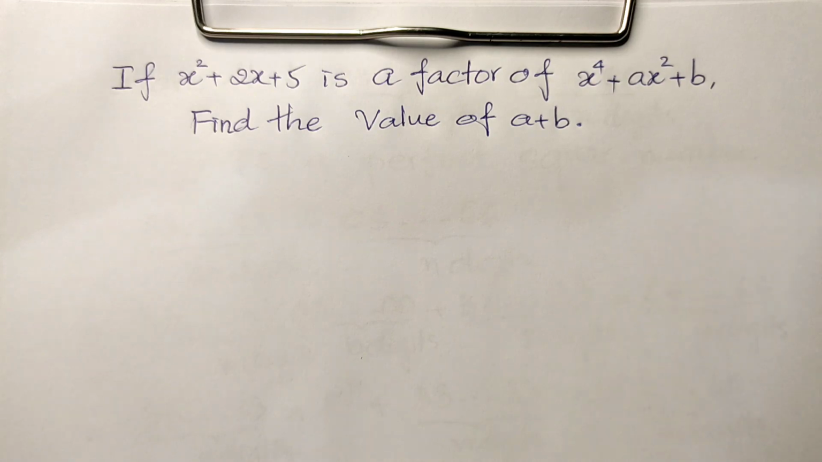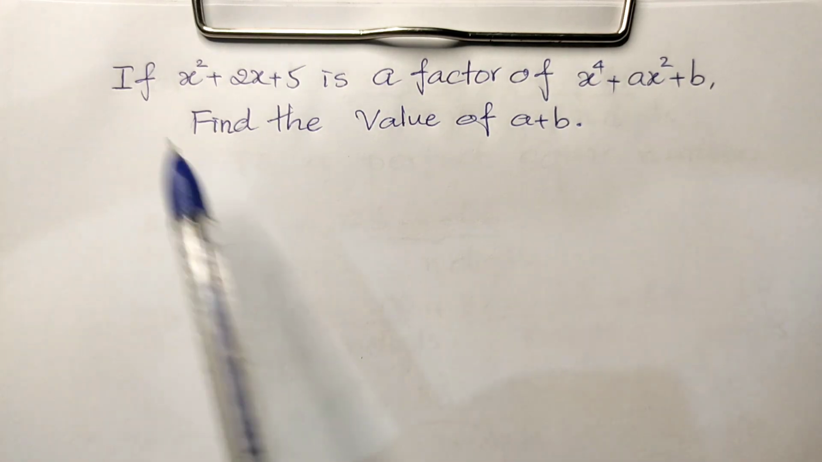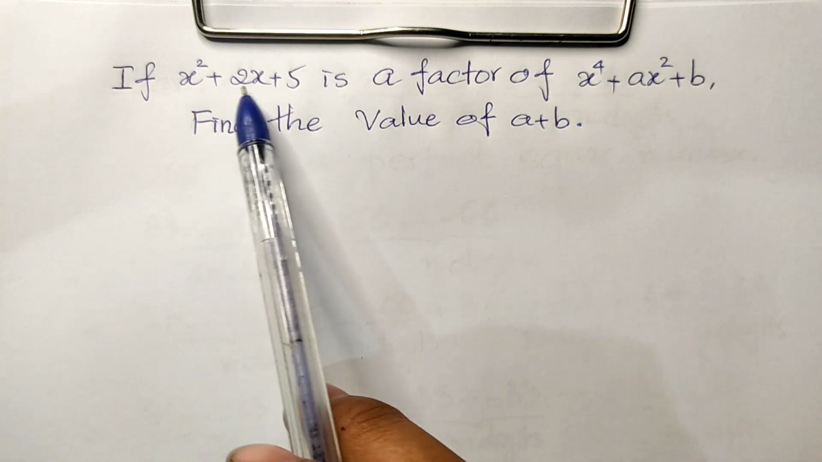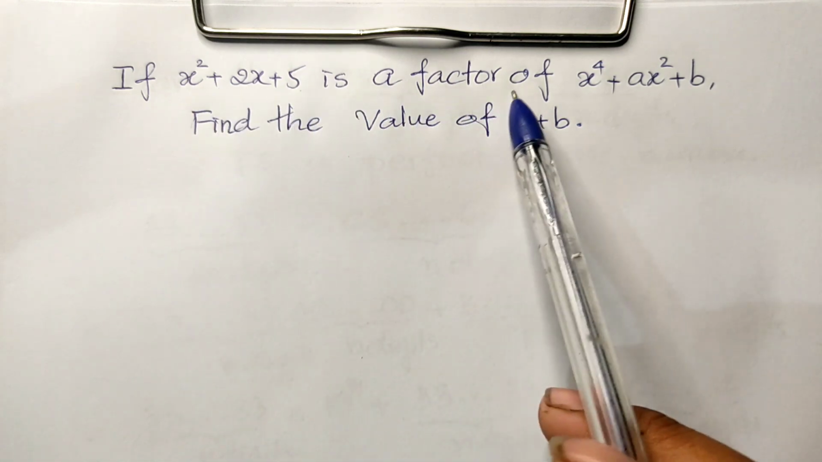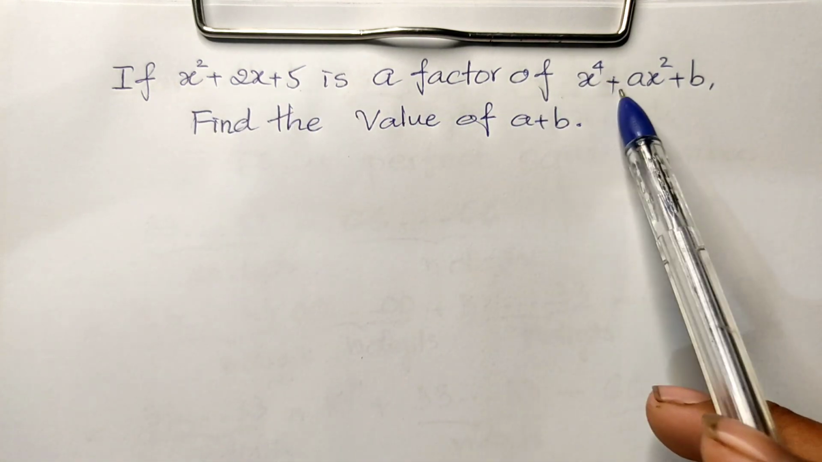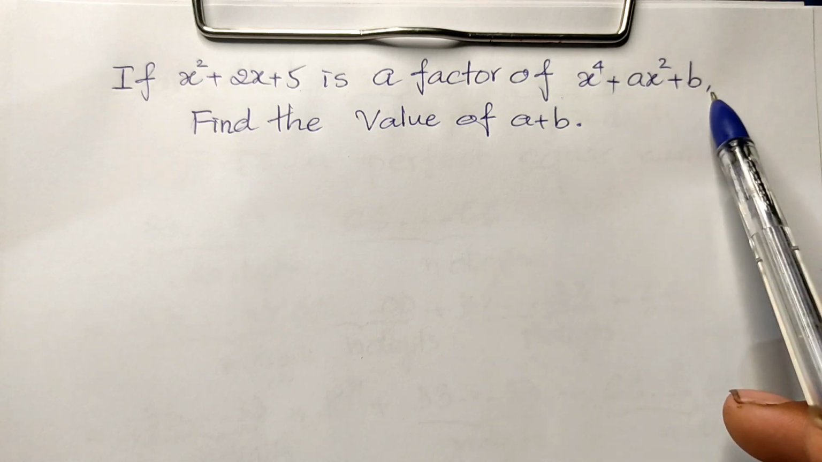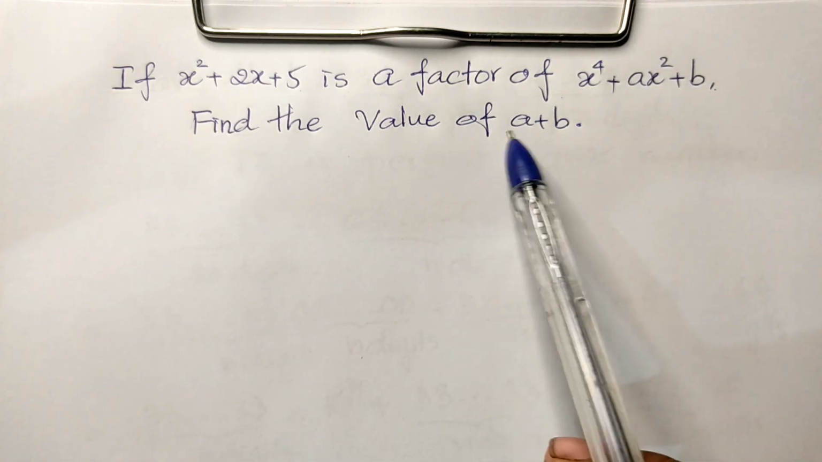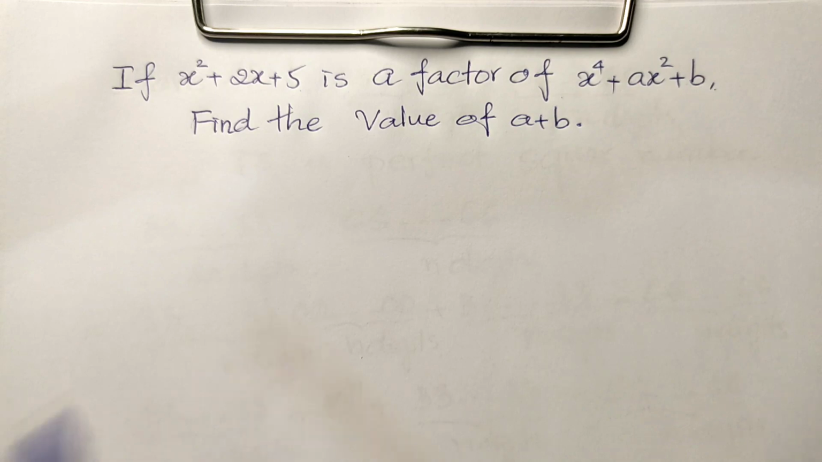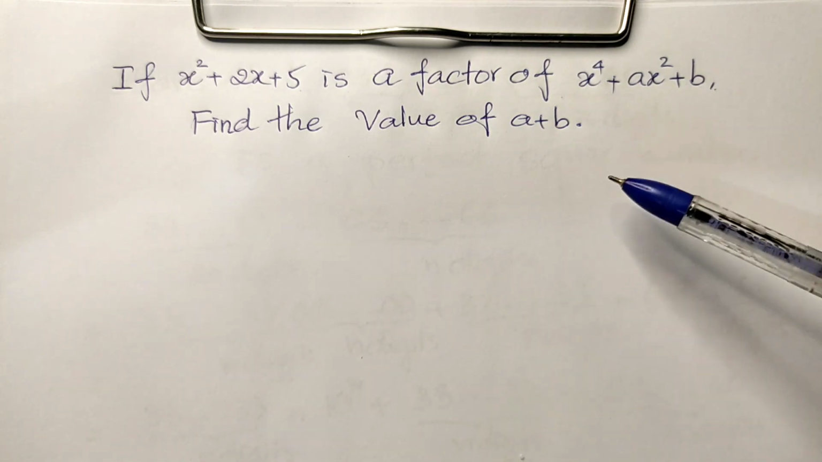Today I have an exercise for you. If x squared plus 2x plus 5 is a factor of x to the power 4 plus ax squared plus b, find the value of a plus b. Do you know how to solve this? If you know, please do it.